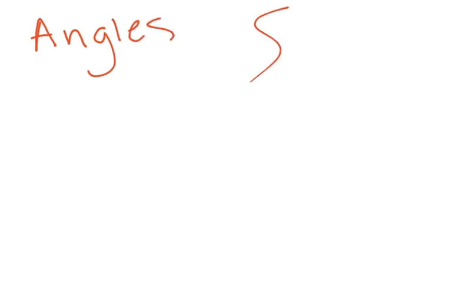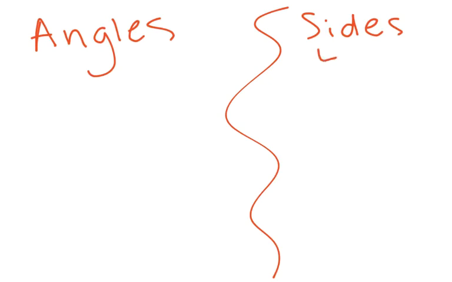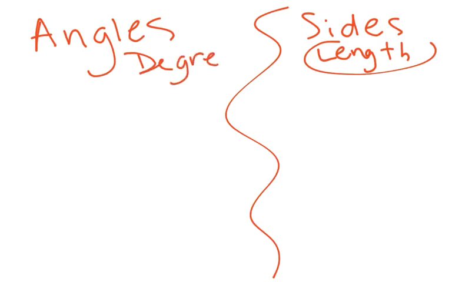The first way would be by its angles, and the other way would be by its sides. For sides, we're going to be talking about length. I may not always say that, but we're talking about length. And for angles, we're going to be talking about the degrees. So just some things that you need to know.